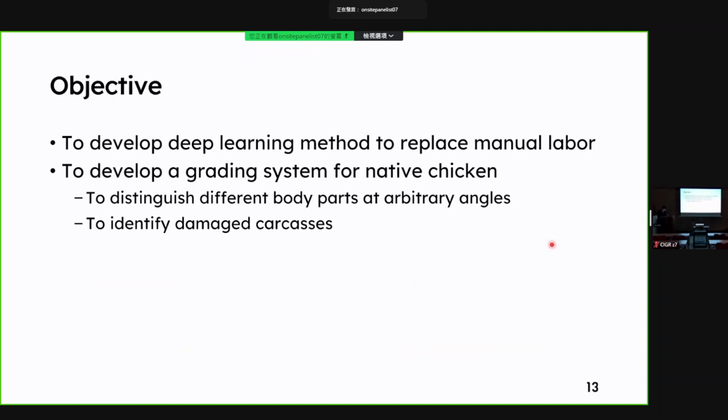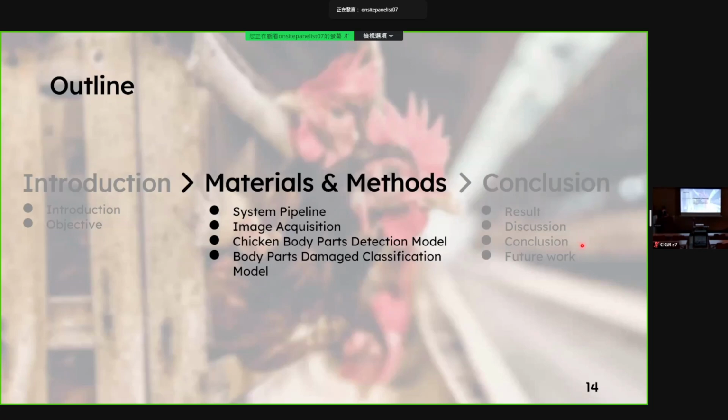So my objective is to use a deep learning method to replace manual labor and to develop a grading system for native chicken. The system can distinguish different body parts at arbitrary angles and identify the damaged carcasses. Next is the material and method.